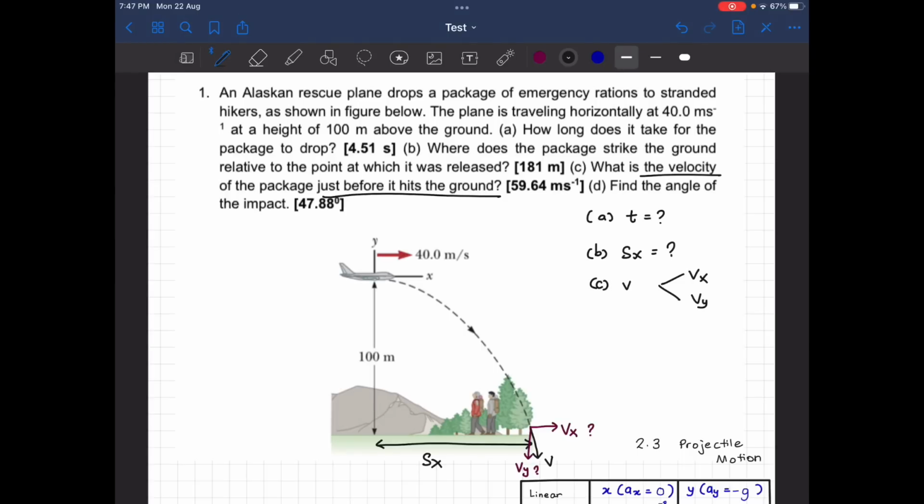And then for D, it asks for the angle of the impact. So, angle of the impact. It is tricky, because it involves an angle. So, it wants the angle. Okay. So, let's try to do A first.